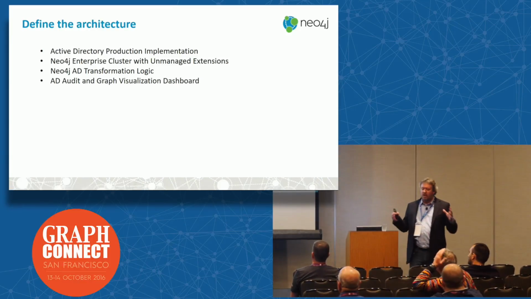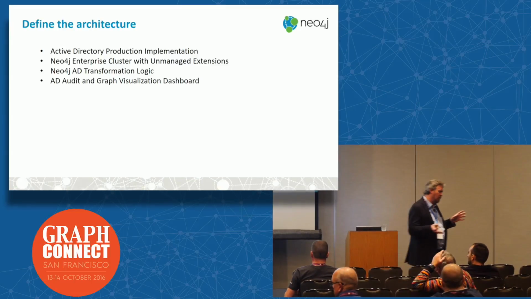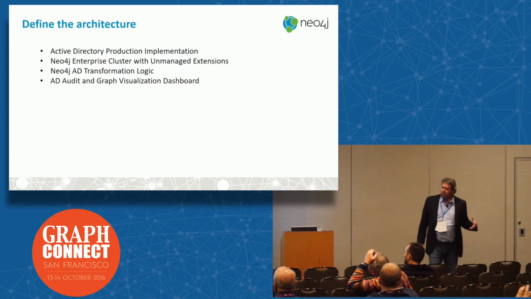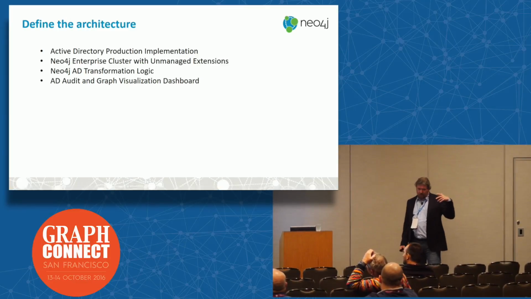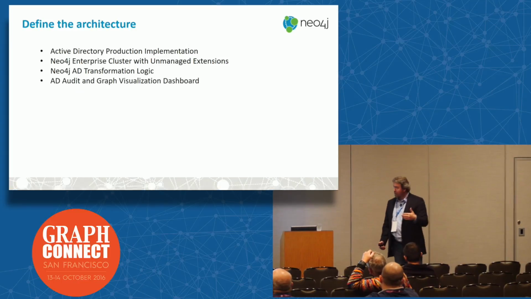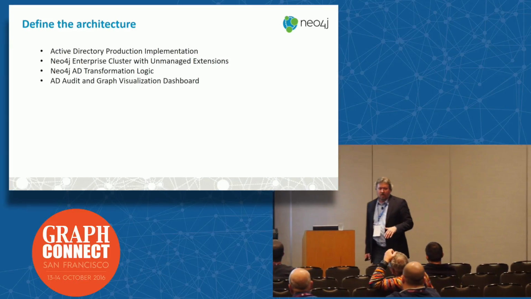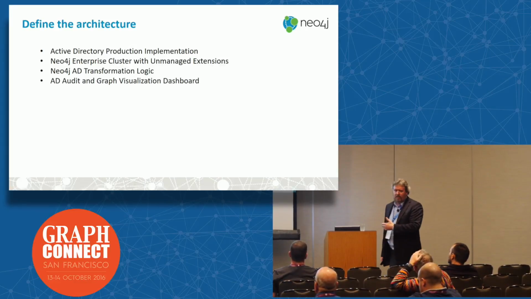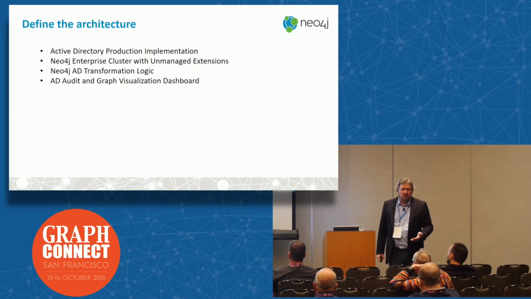Then I built transformation tools. So we have a system that exports out of the Active Directory domains, and there's some extended data. Then we move that into our graph model inside of Neo4j. And then from there we have a dashboard. I'll show you how we created the dashboard. Basically it's to answer a bunch of those questions, right?